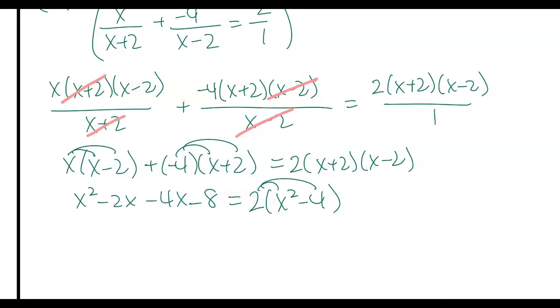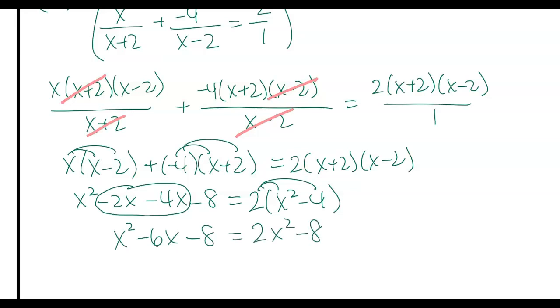All right, let me distribute the 2, and while I'm distributing that 2, I'm also going to combine these two like terms here on the left-hand side. I'm just simplifying. So x squared minus 6x minus 8 is going to equal 2x squared minus 8. This is what you're solving. So right now, solve this equation.